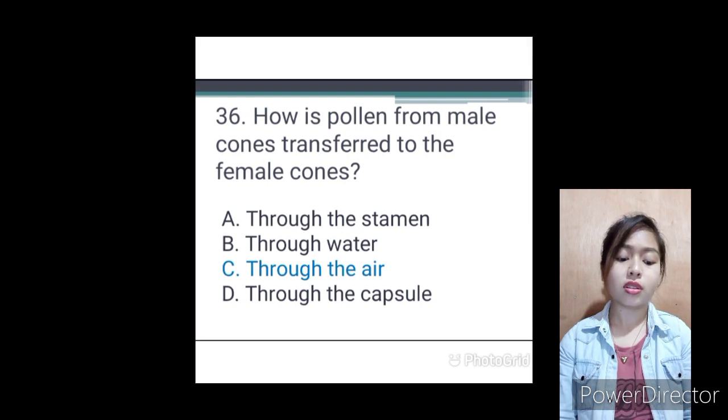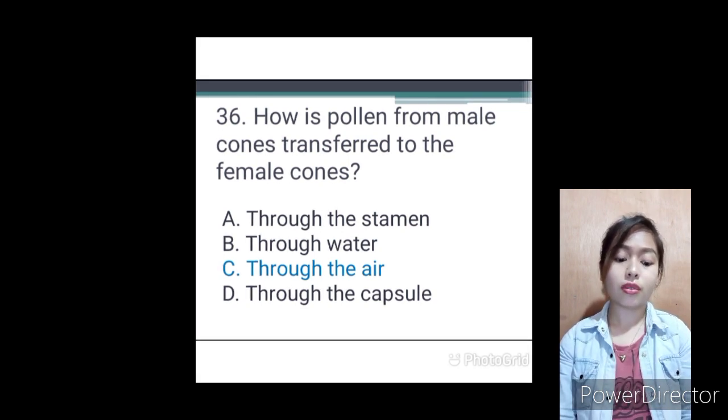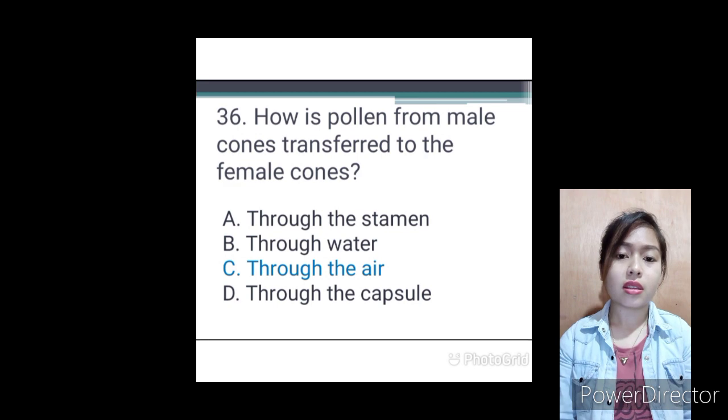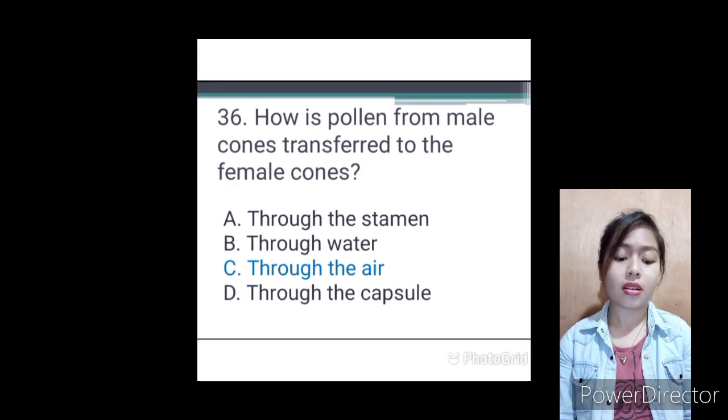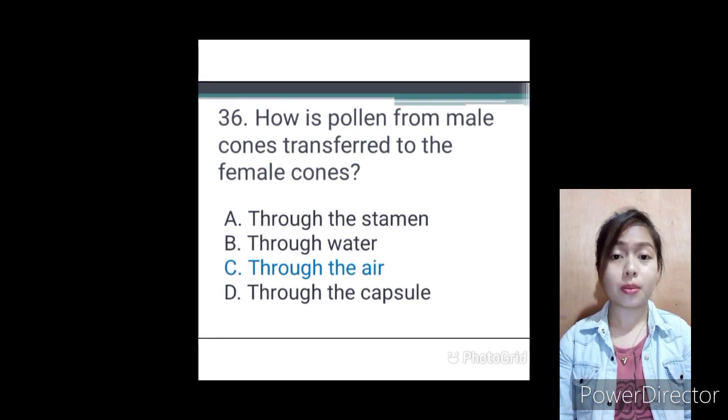And the other choices, such as letter A, through the stamen, the stamen could only be seen in flowers, and it cannot be transferred through water and through the capsule.